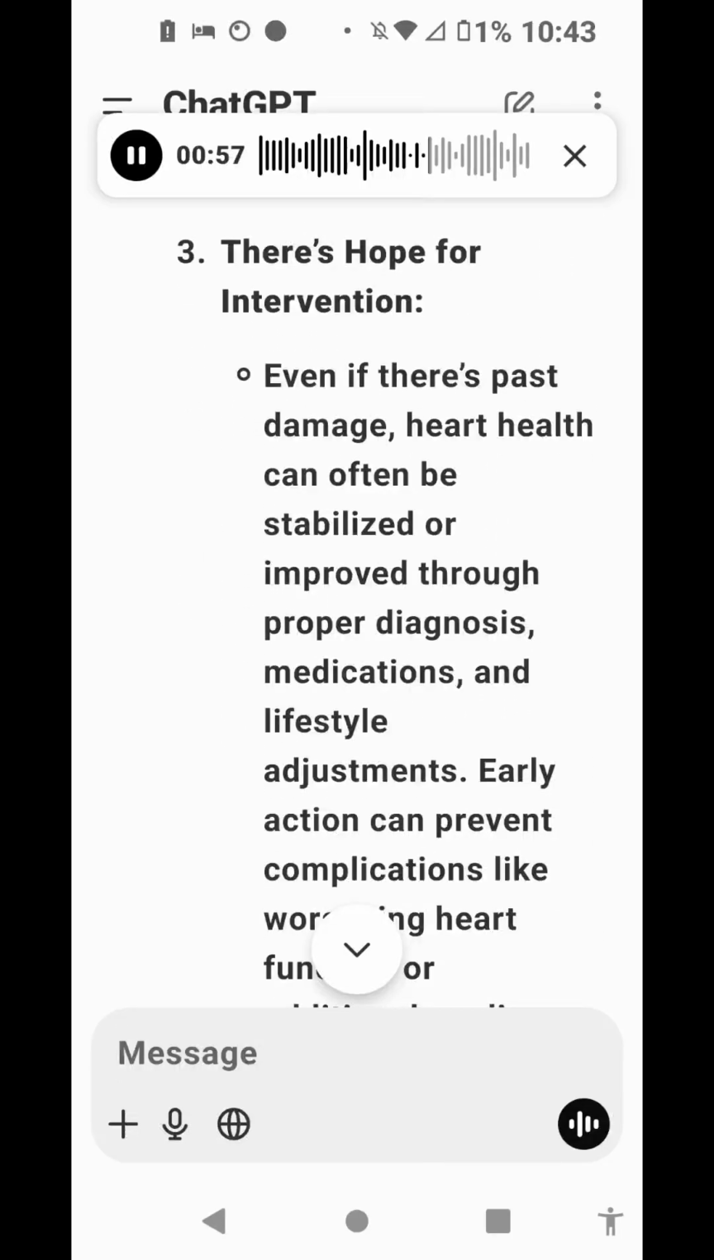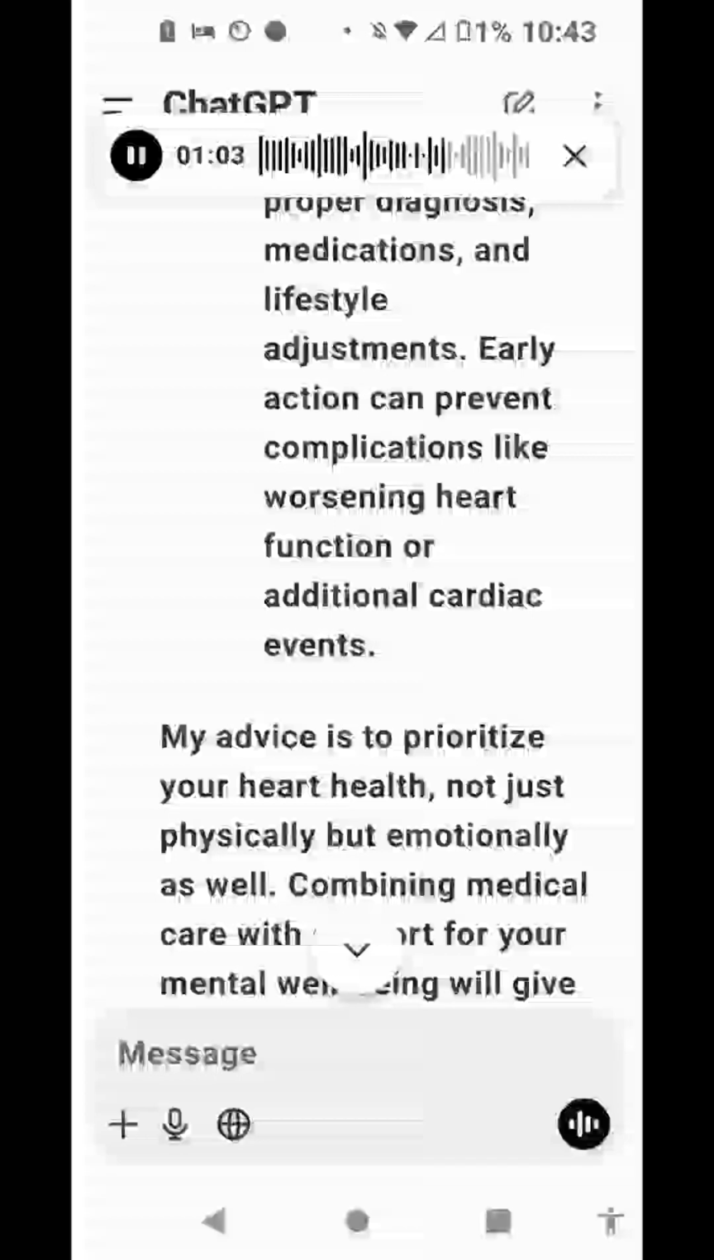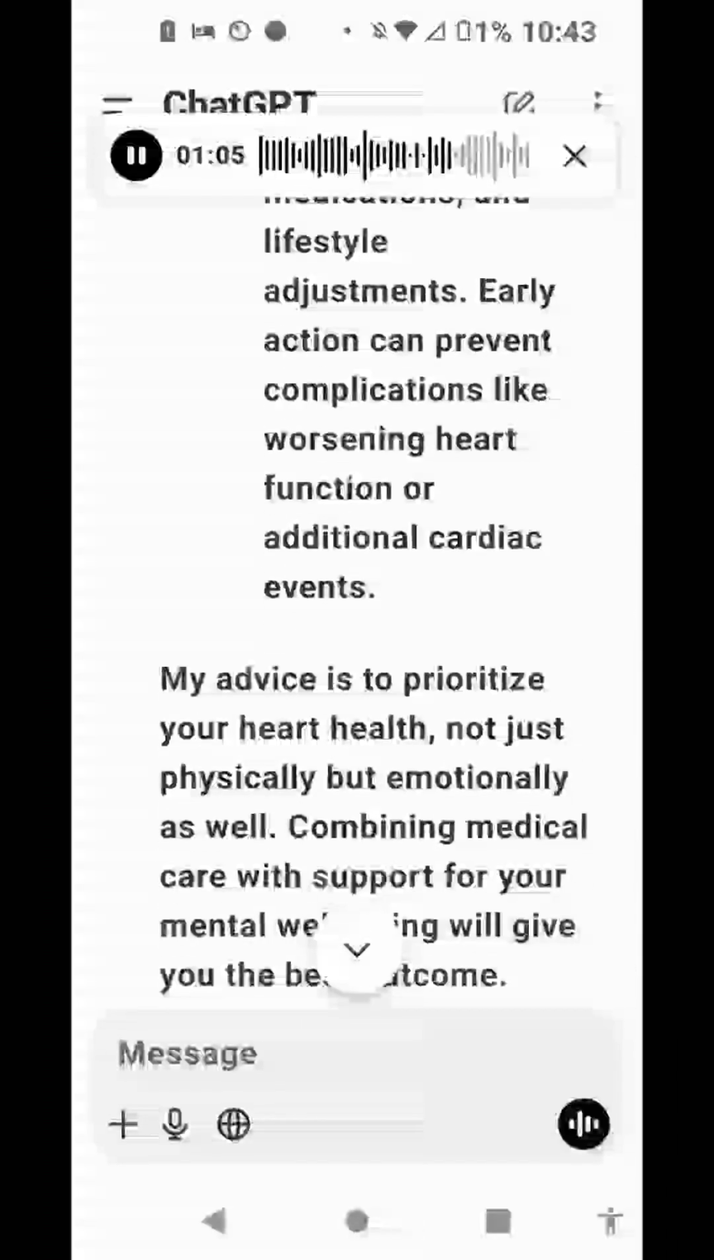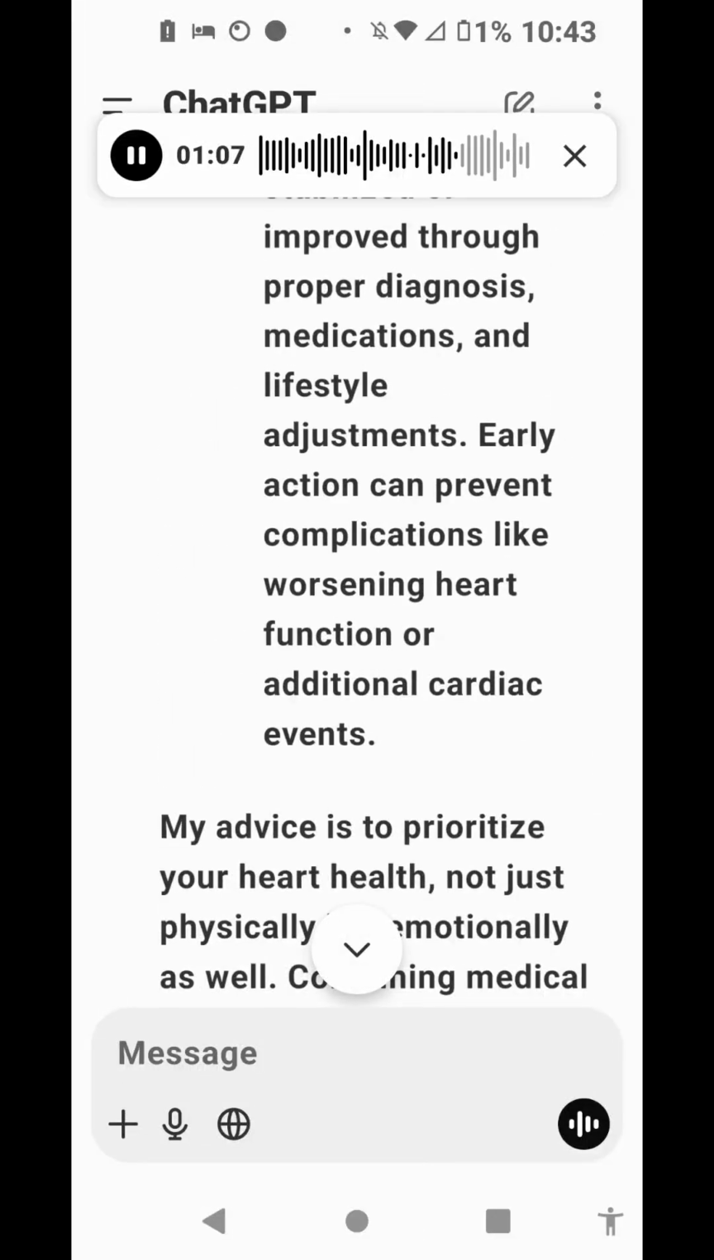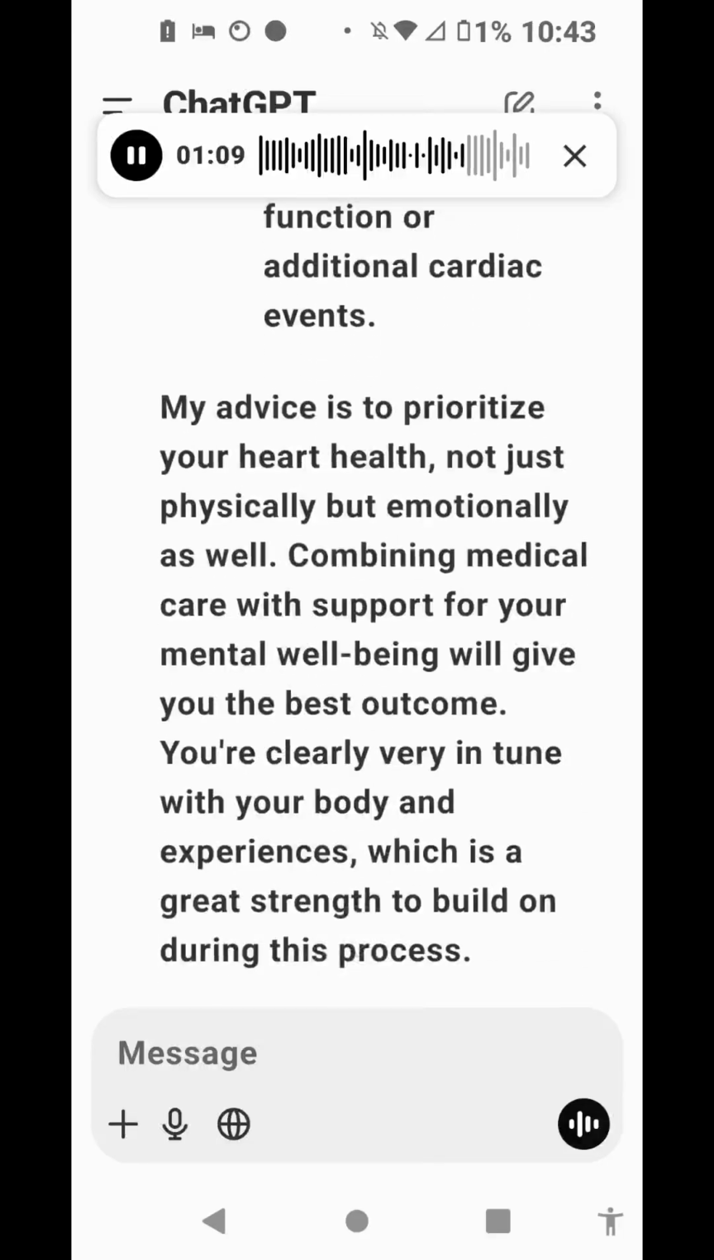3. There's hope for intervention. Even if there's past damage, heart health can often be stabilized or improved through proper diagnosis, medications, and lifestyle adjustments. Early action can prevent complications like worsening heart function or additional cardiac events.